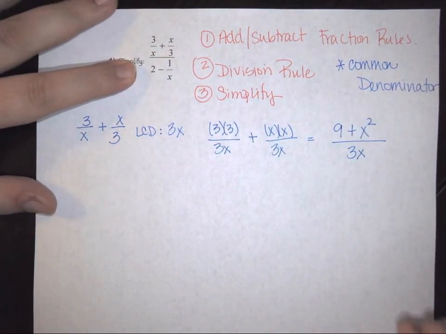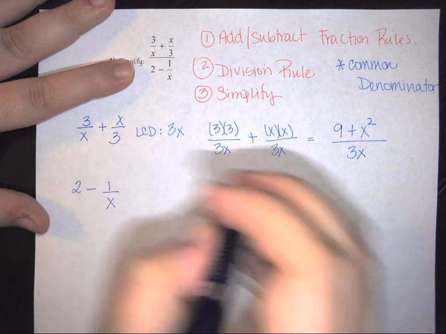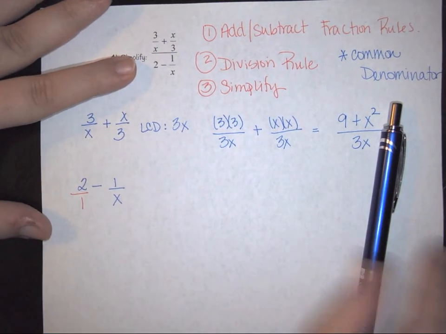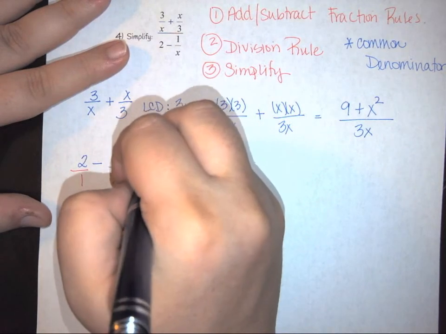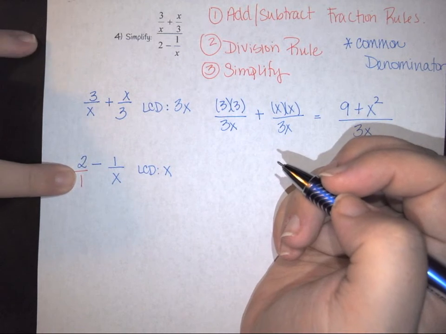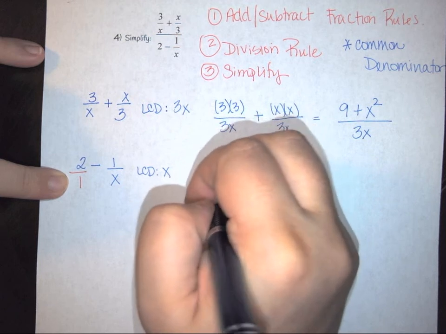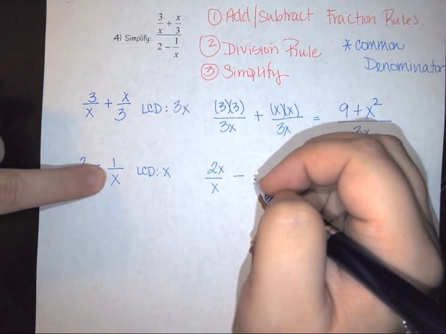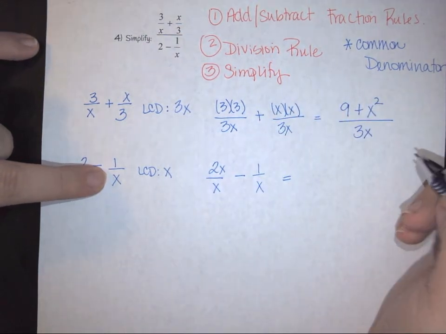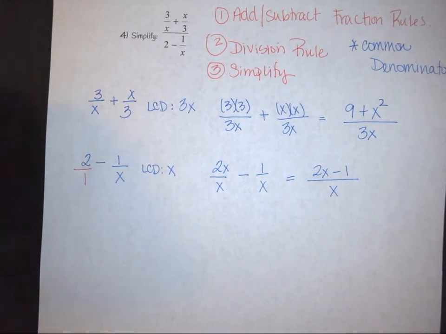Now I need to look at the bottom. The bottom says I have 2 minus 1 over x. And the biggest thing that you have to remember is that any whole number is the same as that number over 1. So the least common denominator here is going to be x. If I look at my first fraction, that's exactly what I'm missing. So this becomes 2x over x minus. In my second fraction, I've got the x on the bottom, so this is just 1 over x. And then, of course, the rules say write it as one fraction. So 2x minus 1 all over x.